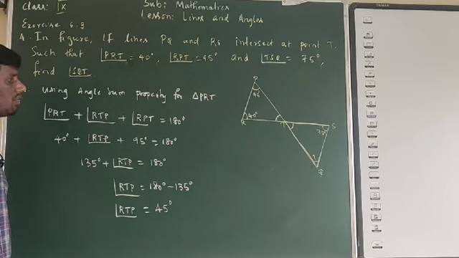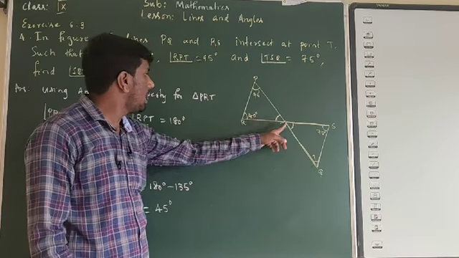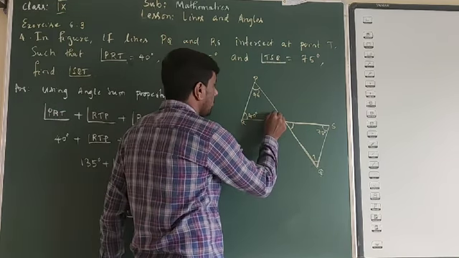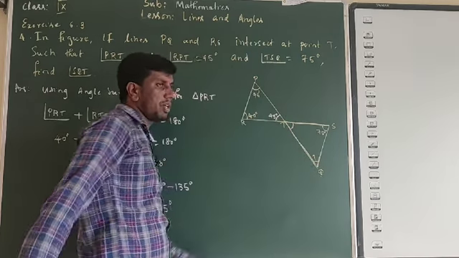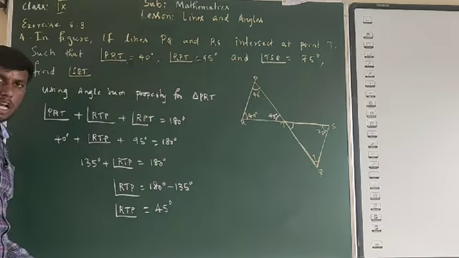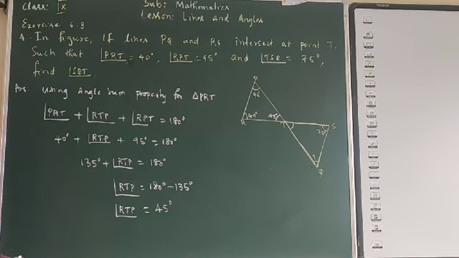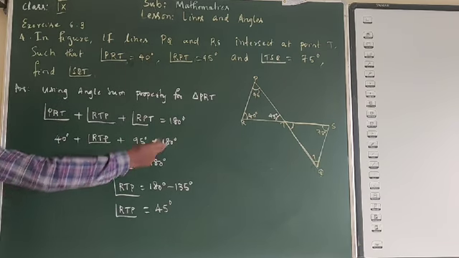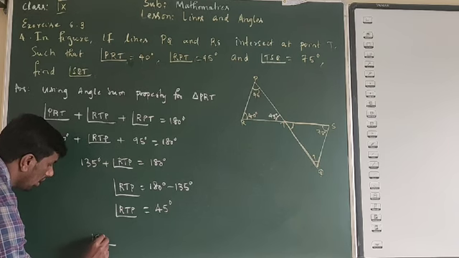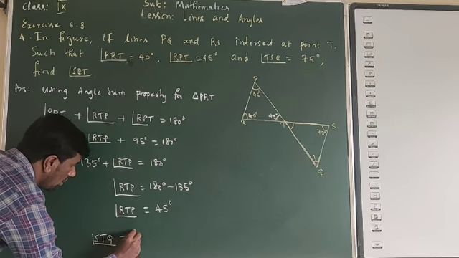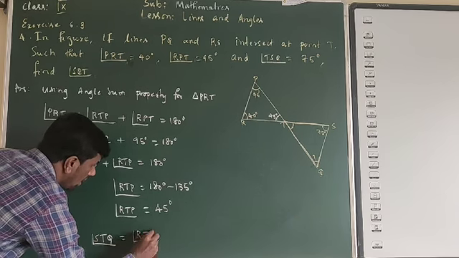So RTP is 45 degree. Which is RTP? RTP. So this is 45 degree now. Now if it is 45 degree, then this is also a 45 degree because these two are vertically opposite angles. Okay. What is that? STQ angle. STQ is equal to RTP.